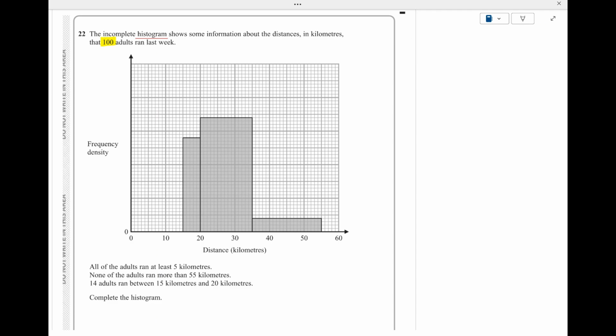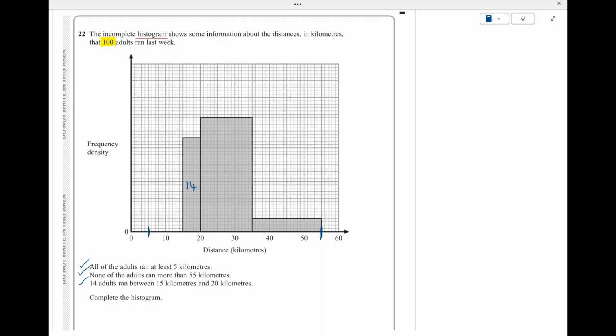Now, what does it say next? All of the adults ran at least 5 kilometres, right? So we know that there aren't any bars to the left of that mark. None of the adults ran more than 55. So we know that there aren't any bars to the right of that mark. 14 adults ran between 15 and 20 kilometres, right? Between 15 and 20. All right, so this bar represents 14 adults.